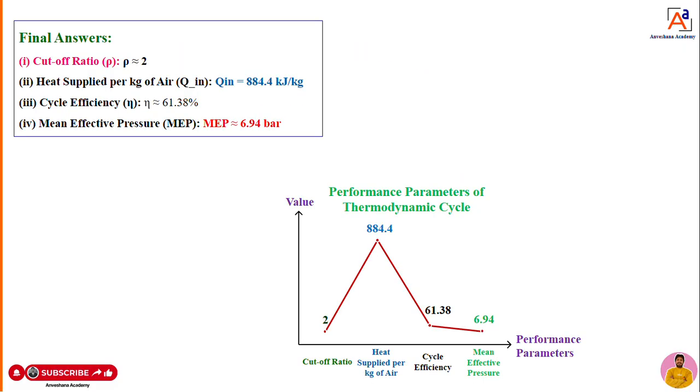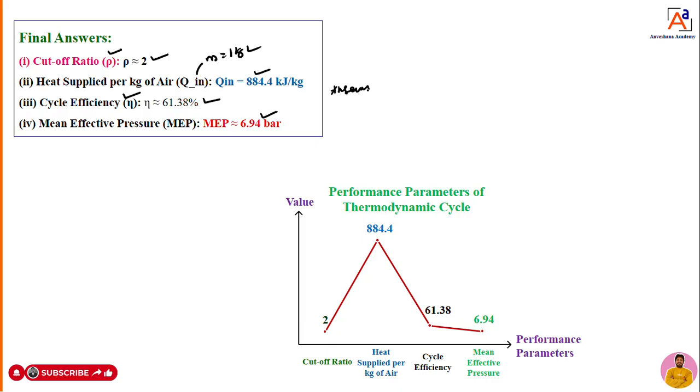Once you have done the problem, you have to list out all the answers in a rectangular box. What is the first finding? Our first finding is the cutoff ratio. We got the cutoff ratio rho equal to 2. Then we calculated heat supplied per kg of air, with M equal to 1 kg. We got the Q input equal to 884.4 kilojoules per kg. Then cycle efficiency is 61.38%. Then mean effective pressure is 6.94 bar. These are the final answers.